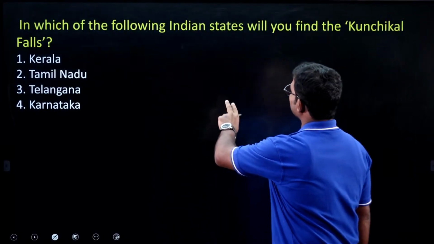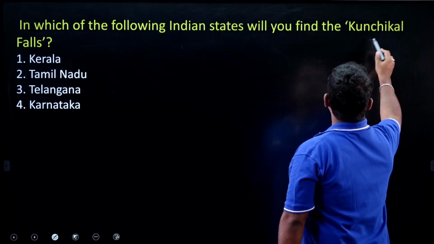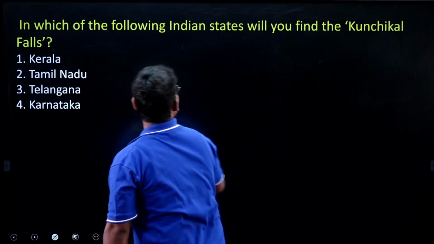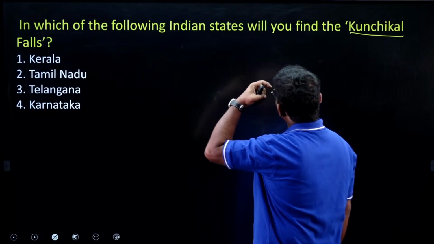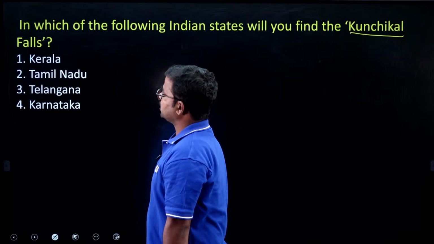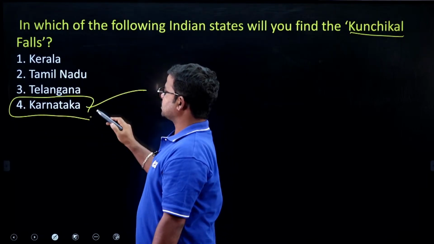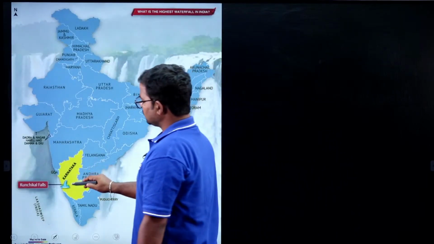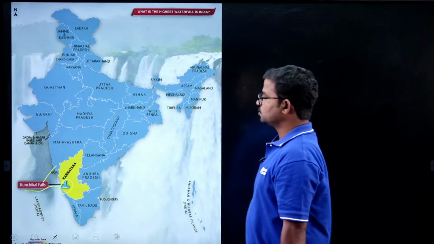In which of the following Indian states will you find Kunchikal Falls? In which state are this type of falls mostly observed? Here they mentioned Kerala, Tamil Nadu, Telangana, Karnataka. Option 4 is the right answer. In Karnataka we observe Kunchikal Falls. Here it is. Option 4, Kunchikal Falls.